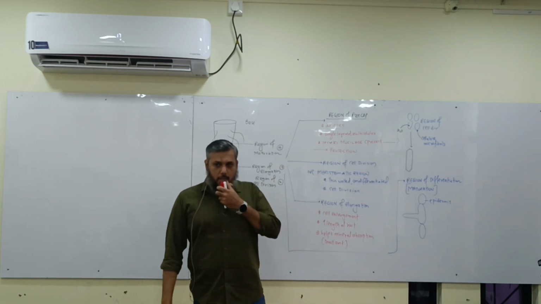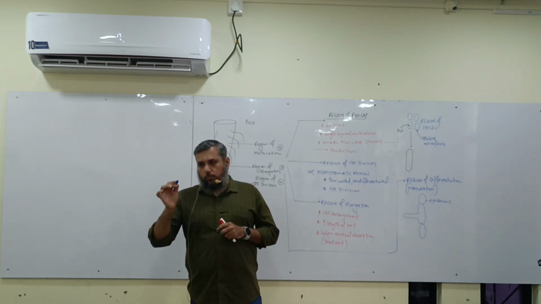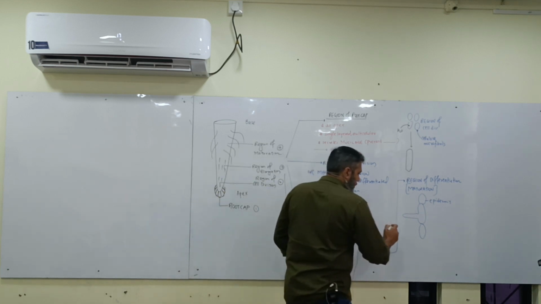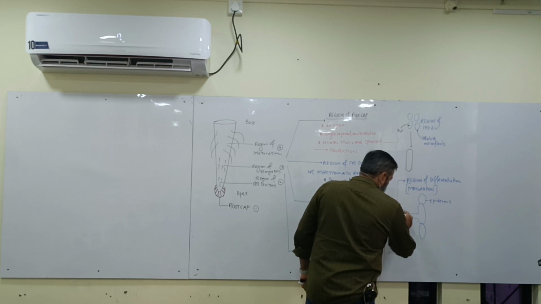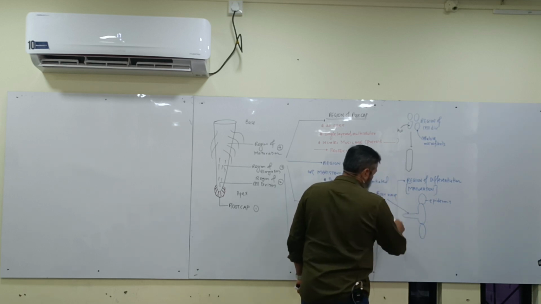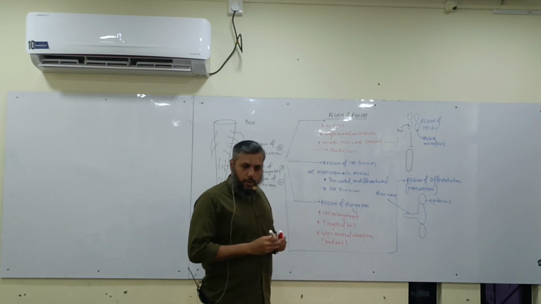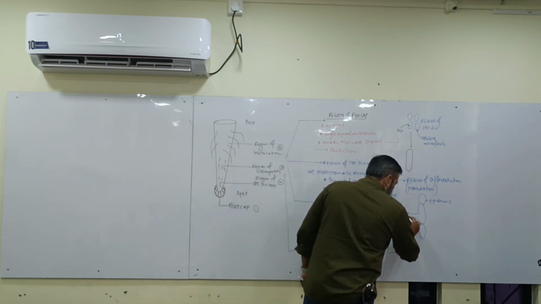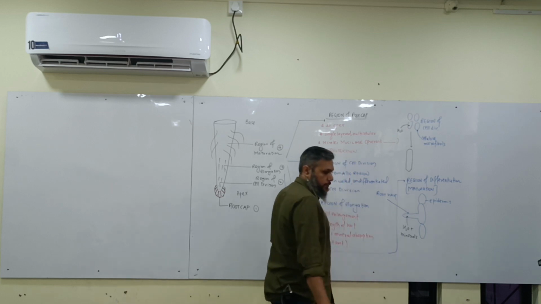What are the cells called? Epidermis. It's like the outermost skin of the root, and it gives out thread-like elongations, which are called root hairs. The function of the root hair is to bring about absorption of water and the minerals.